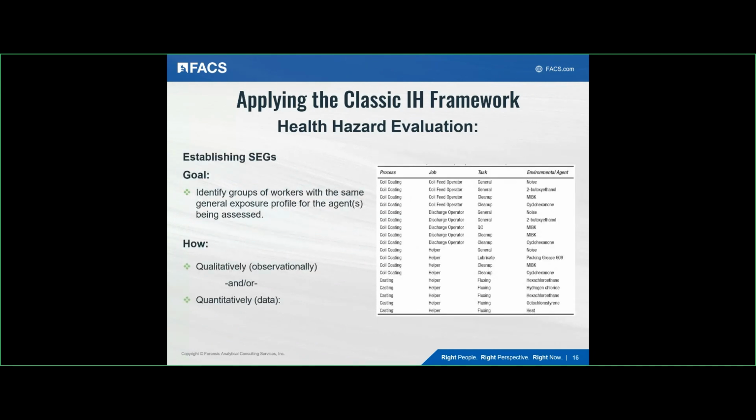So establishing SEGs, again, similar exposure groups. What are they really? SEGs are groups of workers having the same general exposure profile for the agent or agents being assessed due to the similarity and frequency of the processes and tasks that they perform and the materials with which they work. SEGs can be based on any combination of job position, processes, tasks, and or individual agents. And individual employees may be members of more than one SEG.